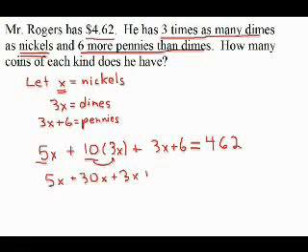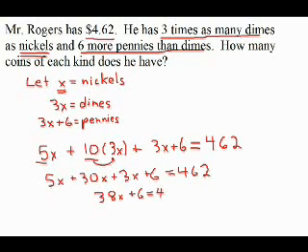Now we've got a bunch of x terms that we can add together, because those are like terms. I'm not going to change the right side at all. That's still 462 cents. So 5x plus 30x plus 3x will give us 38x. And we still have that plus 6.